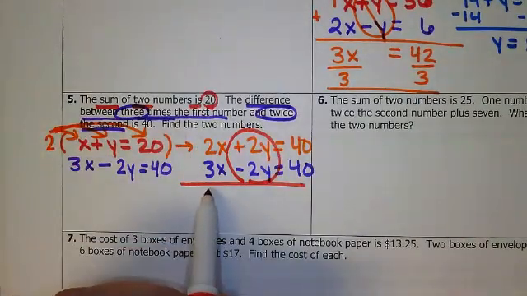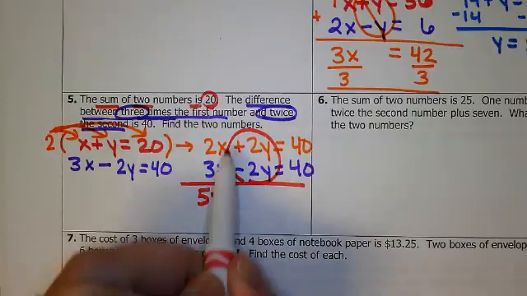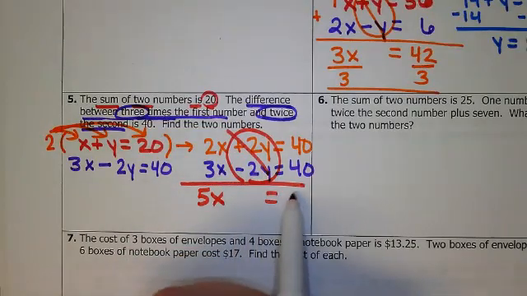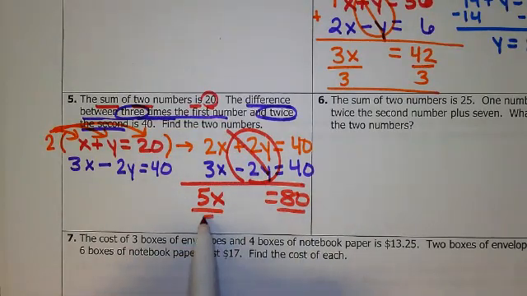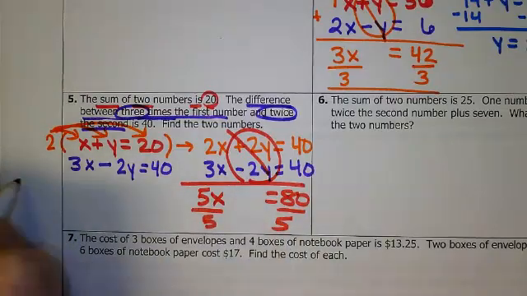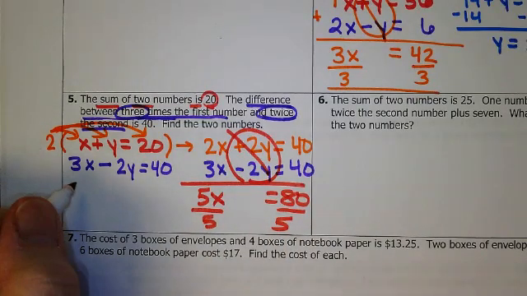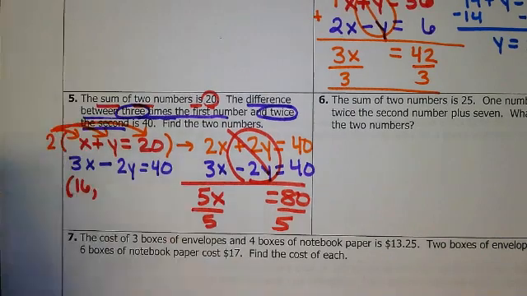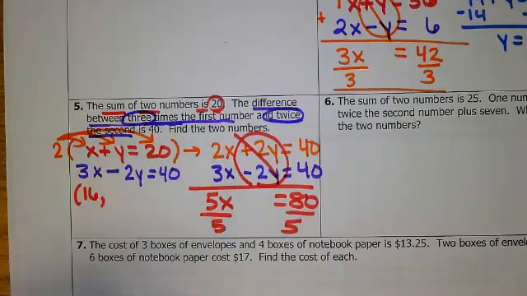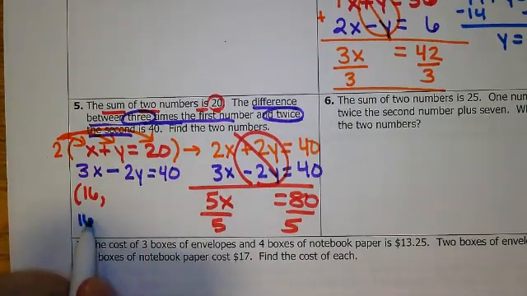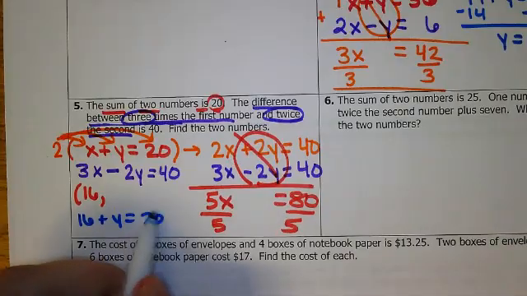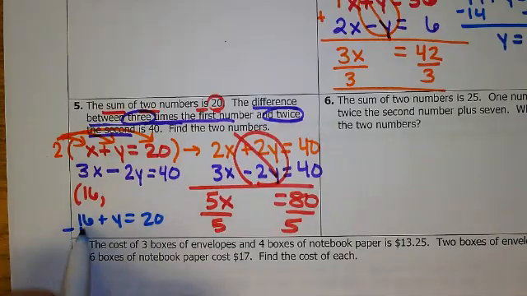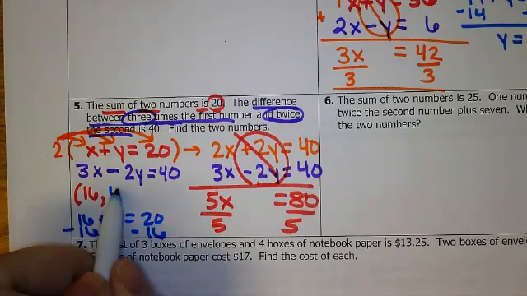All right, so that would be 5x. That goes away. That equals 0 equals 80. 80 divided by 5. So x would equal, what is that, 1, 3, 16? All right, so your x is 16. And I'm going to plug my 16 in for this one right here. So 16 plus y equals 20. I'm going to subtract 16. Y is going to equal 4.